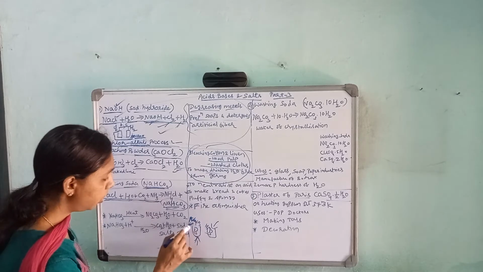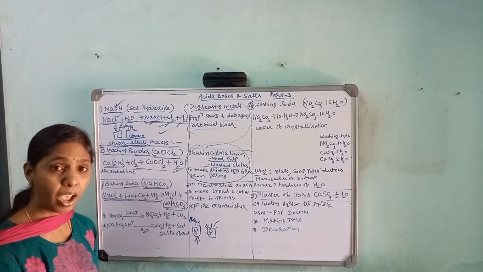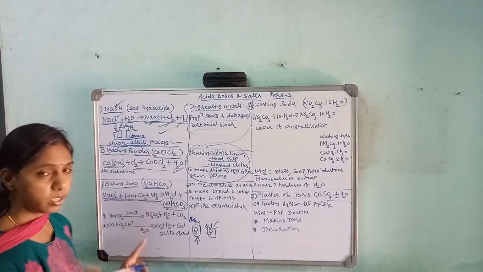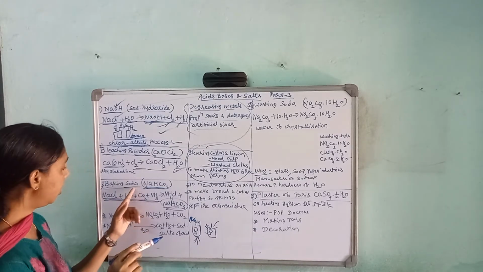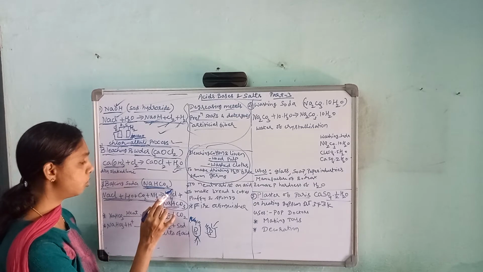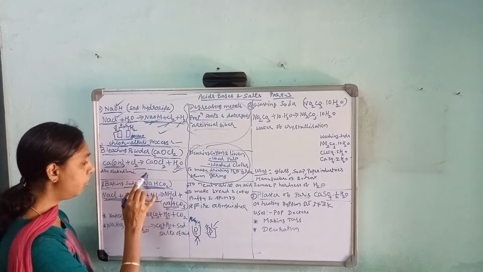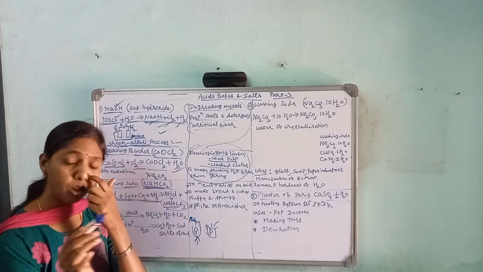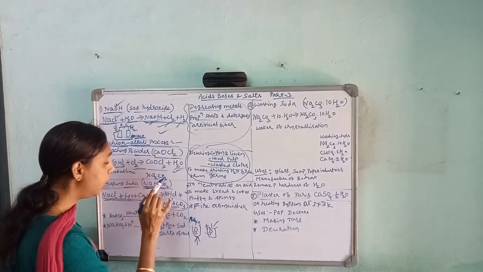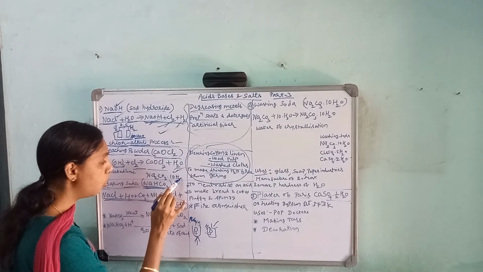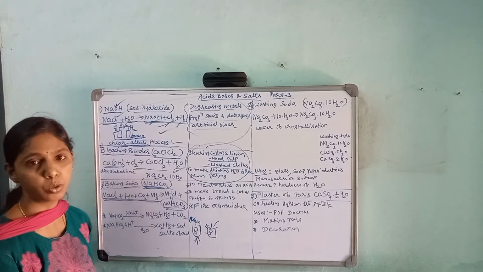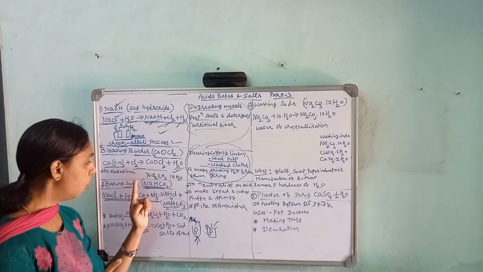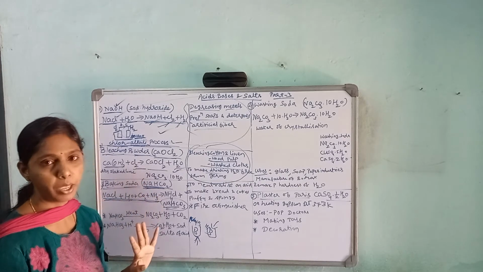To this sodium carbonate, if we add water, we will get washing soda. So baking soda is different from washing soda. See here, baking soda formula NaHCO3. On heating, we will get Na2CO3. To this Na2CO3, if we add water, we will get Na2CO3.10H2O, which is called washing soda. So this is washing soda, this is baking soda. So we get washing soda from baking soda.